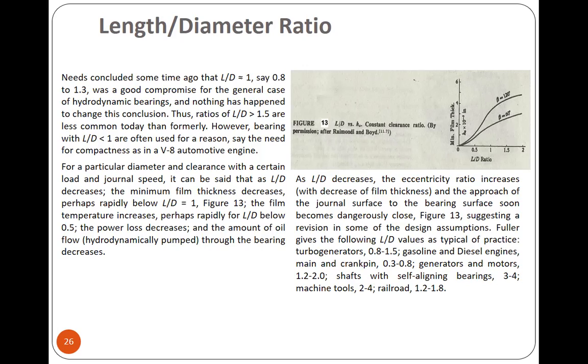However, bearings with L over D less than 1 are often used for a reason, say, the need for compactness as in V8 automotive engine. So for a particular diameter and clearance with a certain load and speed, it can be seen that as L over D decreases, the minimum film thickness decreases, perhaps rapidly below L over D less than 1. So figure 13, yung L over D ratio and the minimum film thickness, and then yung mga angle niya, yung partial bearing.